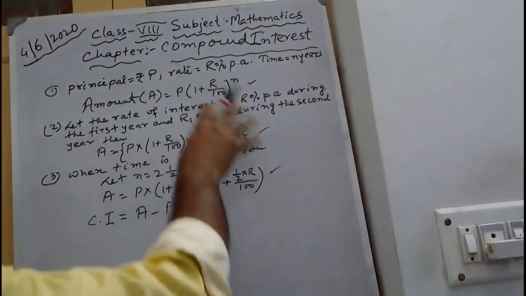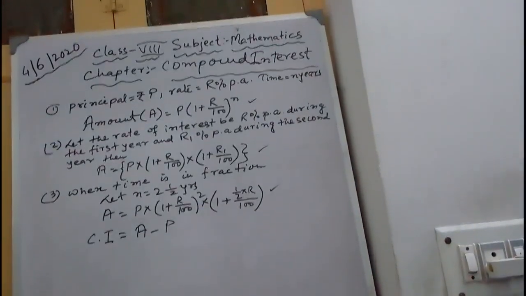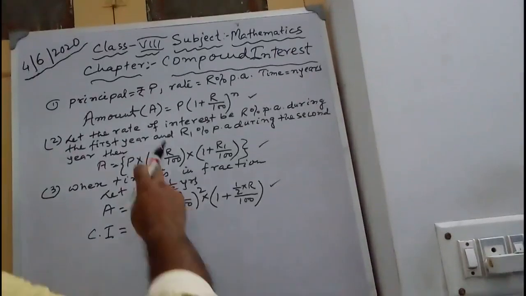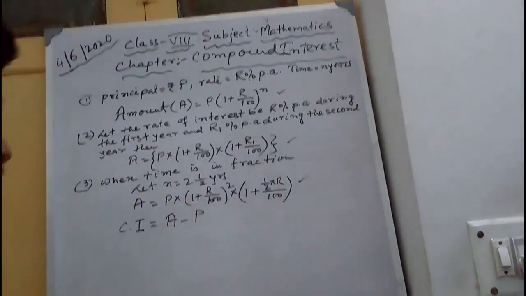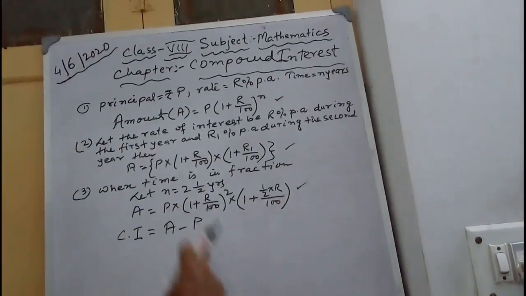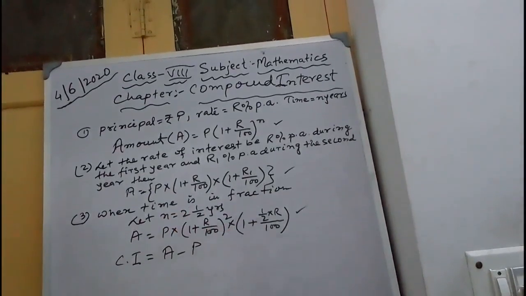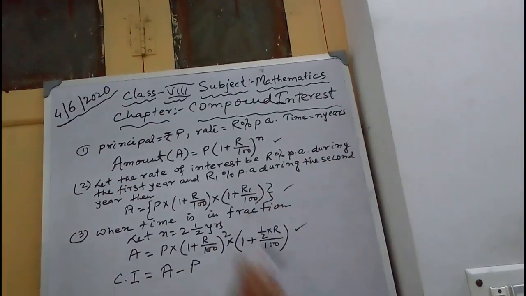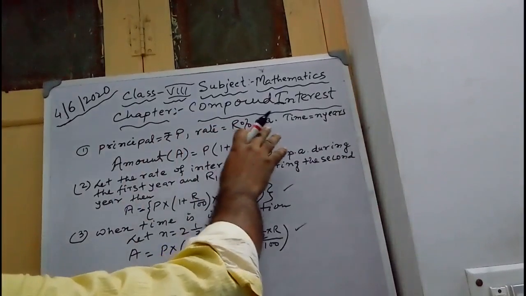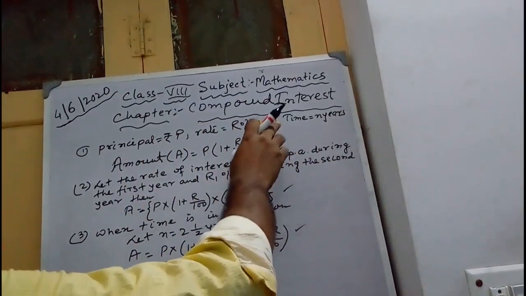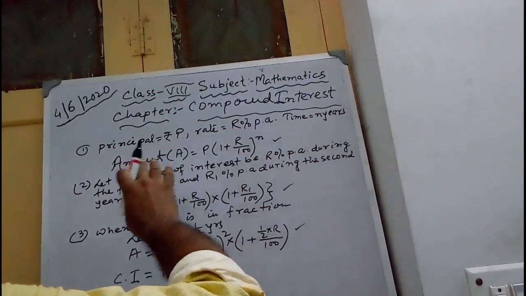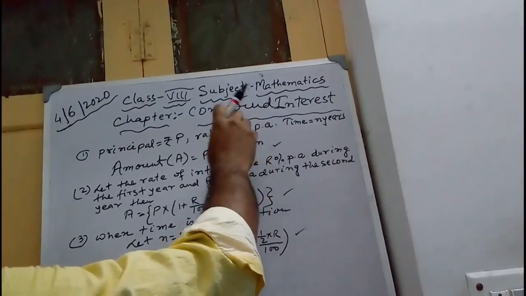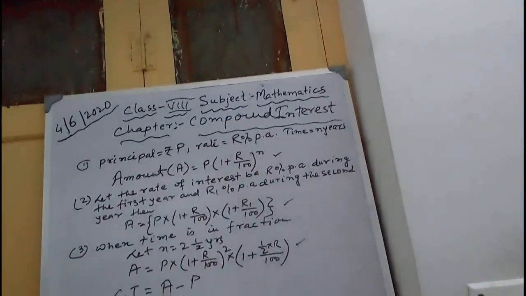See, these are all the formulas to find amount where two different rates of interest are given, where time is in fraction, and here principal, rate of interest per annum and time n years are given, where compounded annually. Then use that formula, find amount.